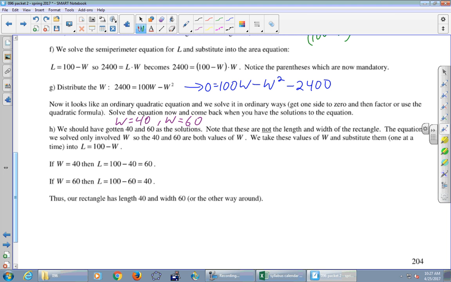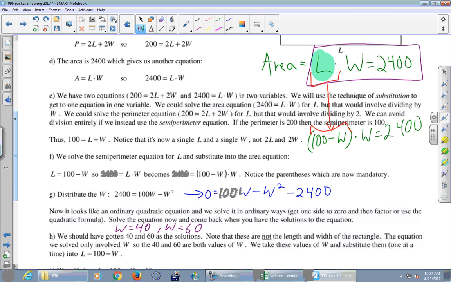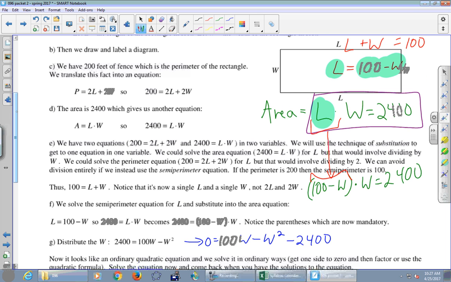What do we still not know about the rectangle? It's the length. It's tempting to say, oh, it's a 40 width and a 60 length, but that's not what it is. I mean, there's no L's in this equation we just solved. We are going to find two different W's, and they are both widths. Neither of those is a length. So you still need to find the corresponding lengths, and we have an easy equation that you can use to do that. It is right here.